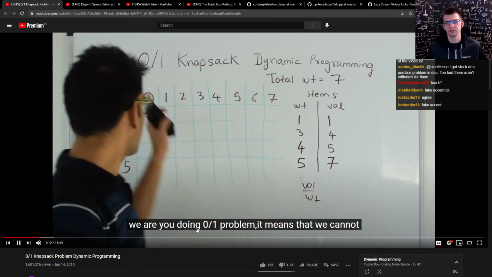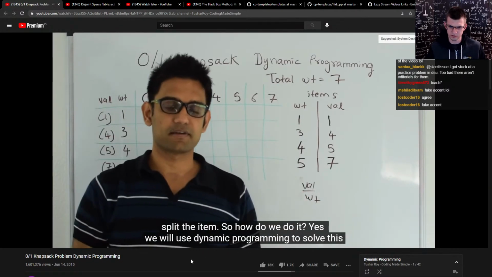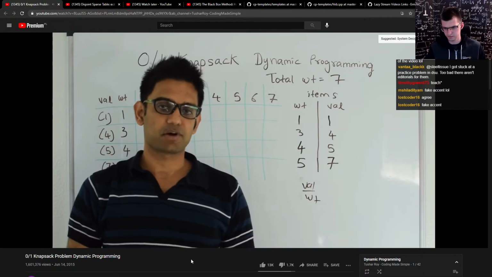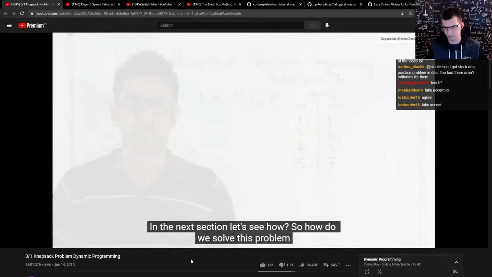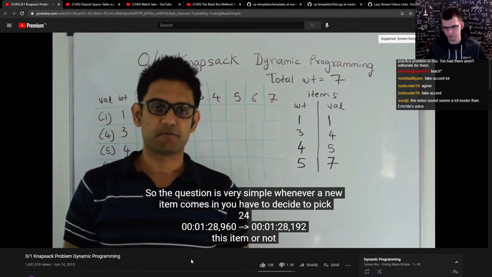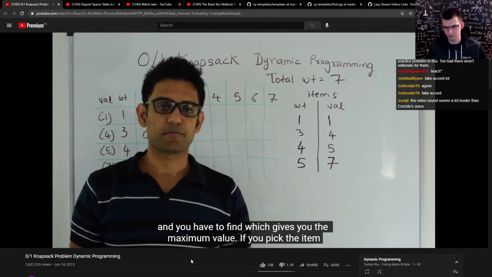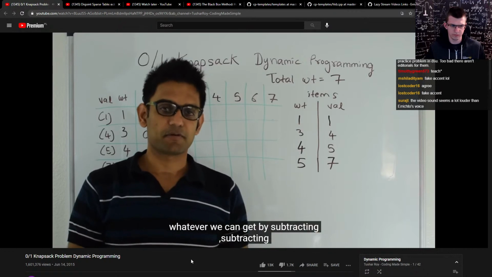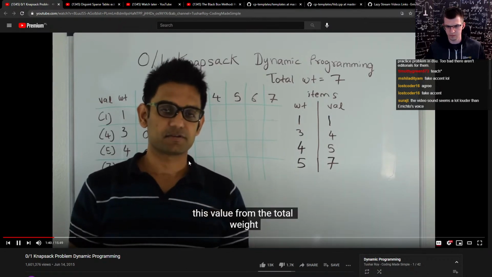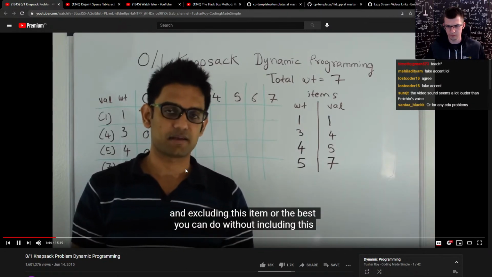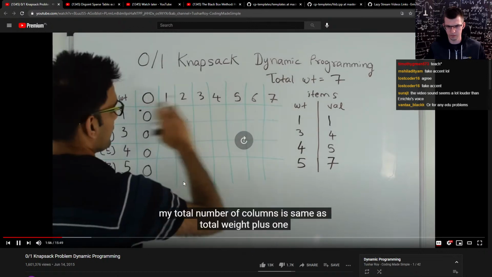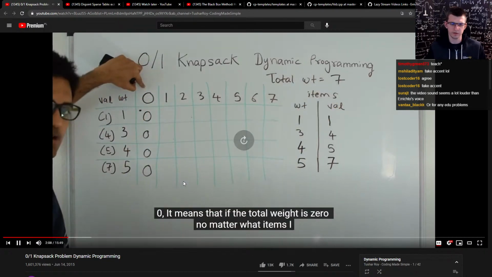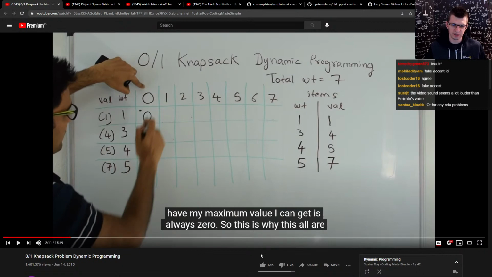So, but here we are doing the 0-1 knapsack problem, which means that we cannot split the item. So how do we do it? Yes, we will use dynamic programming to solve this question. In the next section, let's see how. So how do we solve this problem? So the question is very simple. Whenever a new item comes in, you have to decide whether to pick this item or not, and you have to find which gives you the maximum value. If you pick the item, the maximum value will be the value of the item plus whatever we can get by subtracting this value from the total weight and excluding this item. Or the best you can do without including this item. My total number of columns is the same as the total weight plus 1. Means that if the total weight is 0, no matter what items I have.